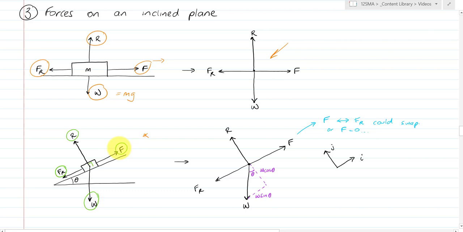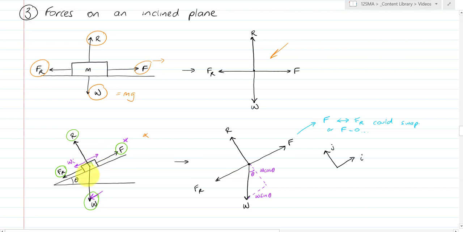Now, in this case, we have a pushing or pulling force on the object. We may have a situation where, in fact, the object hasn't got this force. That force may not exist. So instead, weight, which has got a small component heading down the plane, there's nothing else heading up the plane, is heading this way. That is a component of weight. That's the I component of weight. And that means that the frictional force will actually be holding the block on the plane.